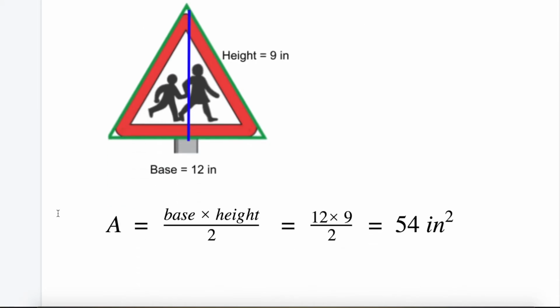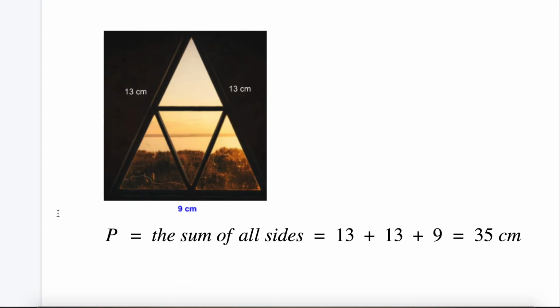So area equals base times height divided by 2, which is 12 times 9 divided by 2. So the answer is 54 inches squared. The second one, I just want you to calculate the perimeter.